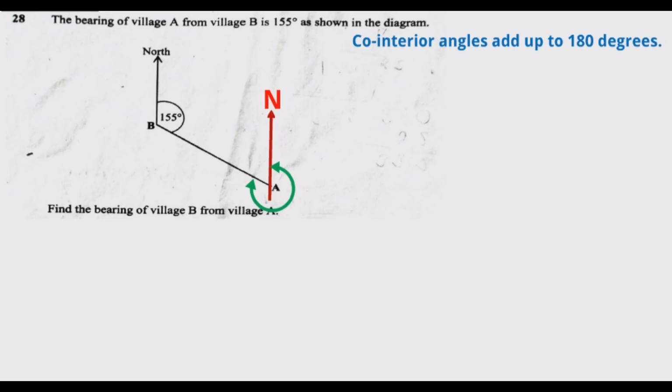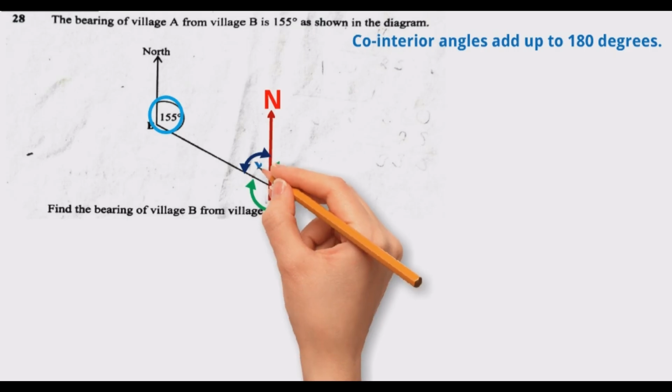Co-interior angles add up to 180. So to use this property, we are going to consider 155 degrees. Then that is also co-interior with the angle here, the one I've marked in blue. There are 2 angles that are co-interior angles with 155. So this angle we're going to call X.